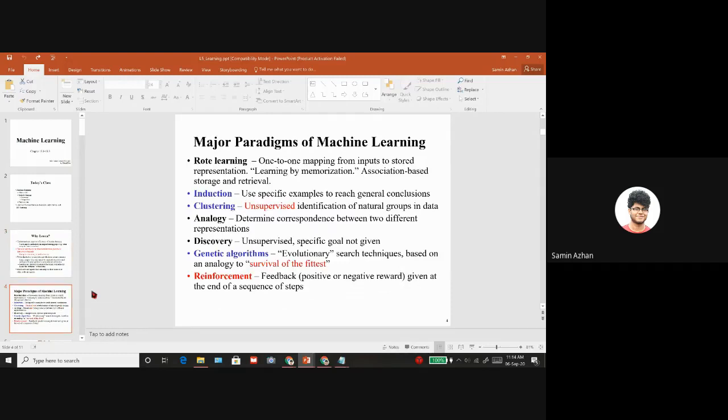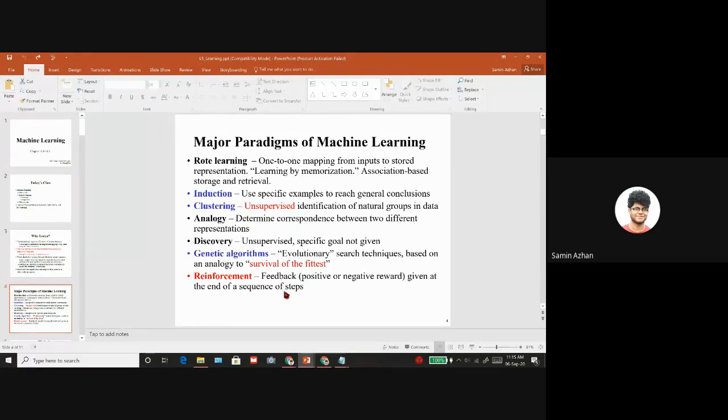So there are some major paradigms of machine learning. These are some examples, basically. For example, rote learning is like learning from memorization. Induction is learning from examples. Clustering is a part of unsupervised learning, and so on. There are some examples given in the slide, and in the very bottom one, it says reinforcement learning. That's kind of a feedback-based learning.